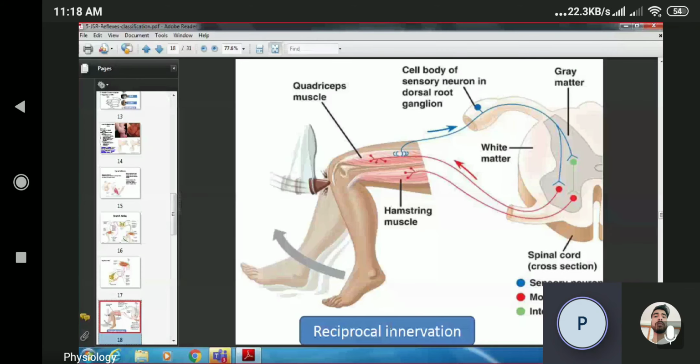The reciprocal inhibition, that is, when one group of muscles is contracting, the other group of muscles is relaxing. Antagonistic muscles are relaxing.